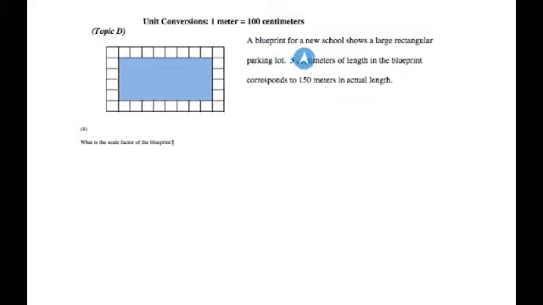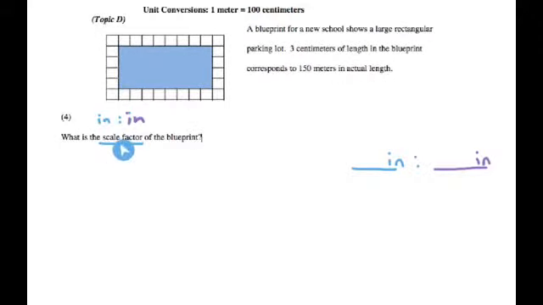A blueprint for a new school shows a large rectangular parking lot. 3 centimeters of length in the blueprint corresponds to 150 meters in actual length. Number 4, what is the scale factor of the blueprint? And one important unit conversion we need to know is that 1 meter is equal to 100 centimeters. And one important detail we remember about the scale factor is that it is a ratio of units or ratio of lengths in the same units.